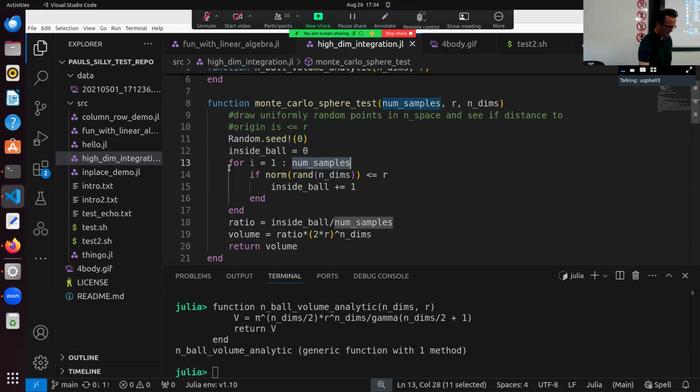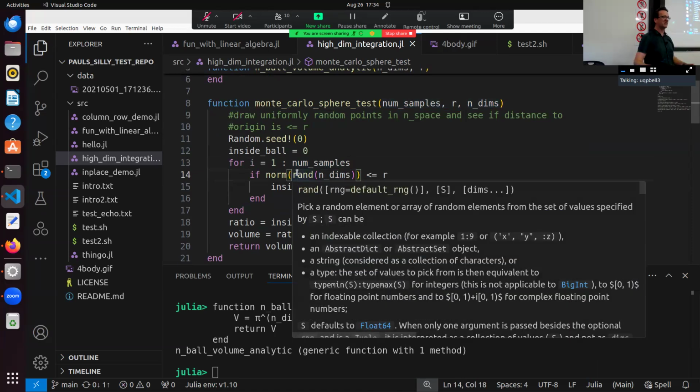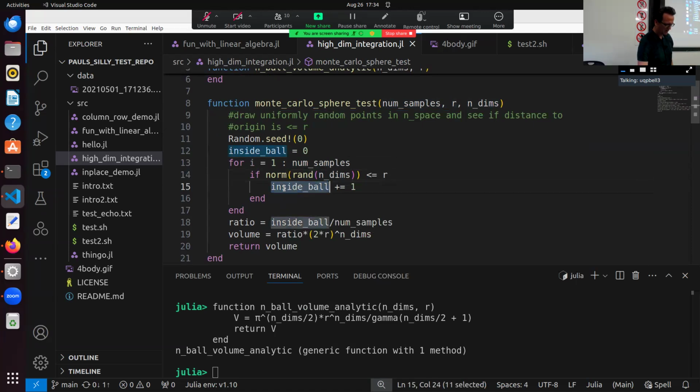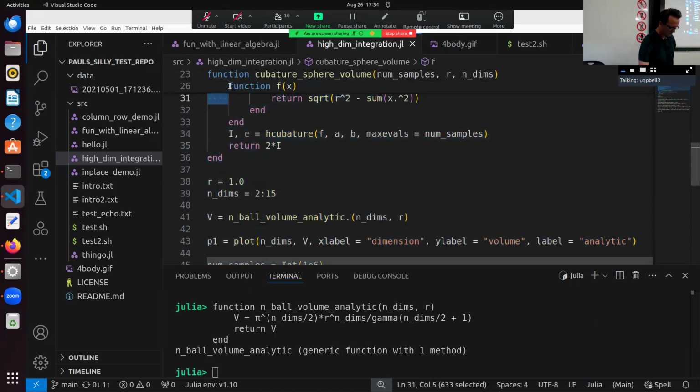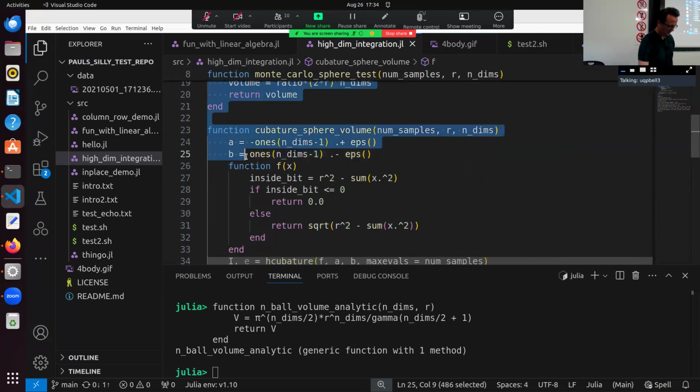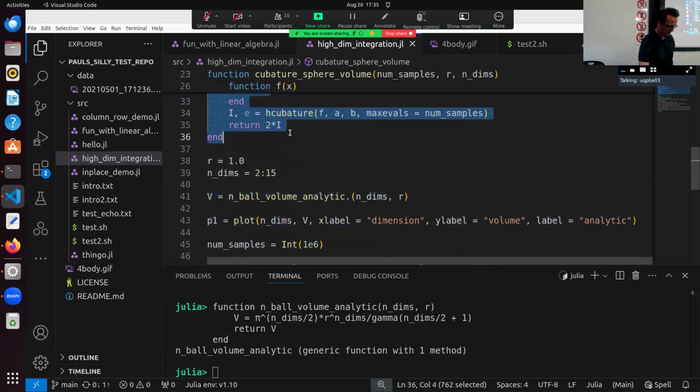Going to go for i equals 1 to n samples. If the norm of this random thing, uniformly randomly distributed in n dimensions, just draw a point in n dimensions, if that's less than r, I'm going to increment the inside the ball count divided by the number of samples and volume ratio. That's all that function does. I've got some cubature thing where I had to do something funky and split it in half. Don't worry too much about that.